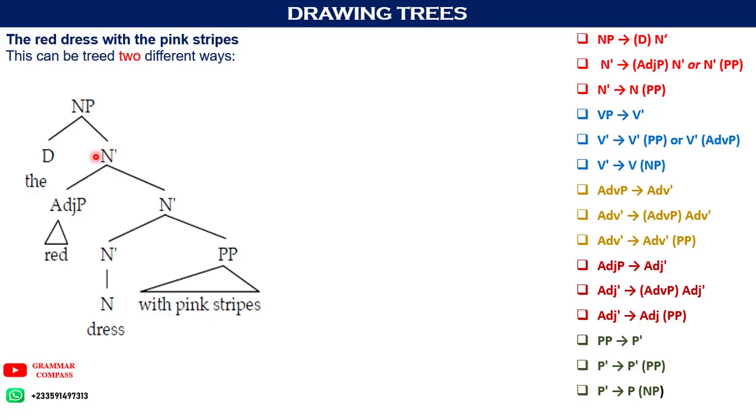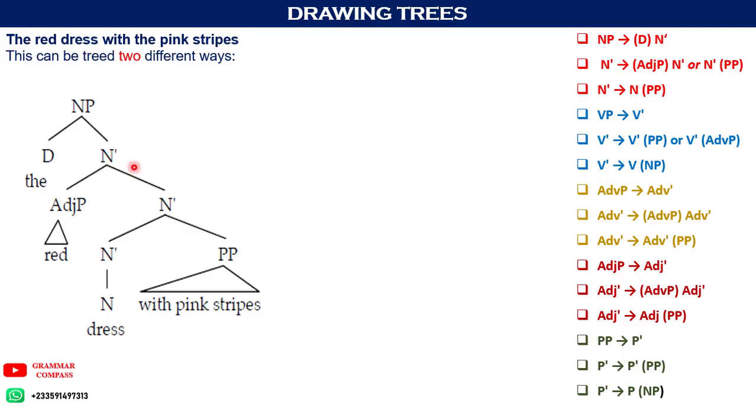Now this bar level that we have over here means that we are now coming to do the intermediate categories, the adjuncts. Now you ask yourself the number of adjuncts that you have. So we have 1 that is red, and then with the pink stripes, which means we have 2 adjuncts. So how many bar levels are we going to get in our phrase? 3 bar levels. You add 1 to the number of adjuncts in the phrase. So we are going to get 3 bar levels.